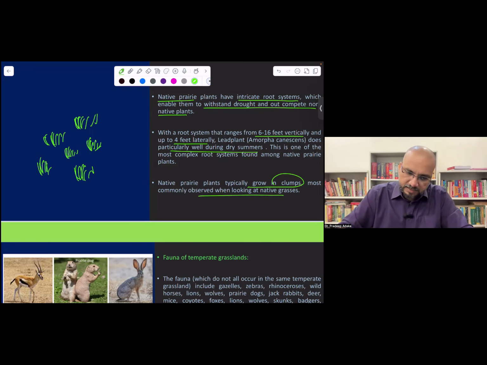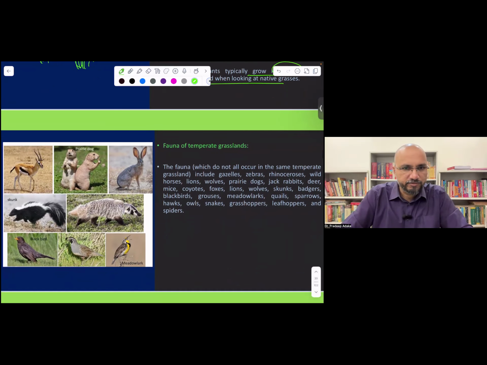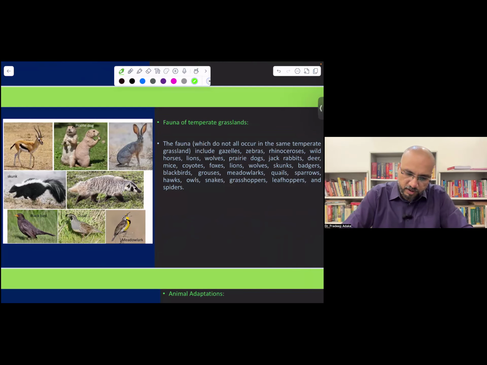Okay, so that was the plants, or the flora. Now coming to the fauna of temperate grasslands. What are the common types of animals that you see? You see gazelle. Then you have a prairie dog, which is a rodent. Then you have rabbits, the black-tailed jackrabbit, which is called a jackrabbit. Then you see deer.